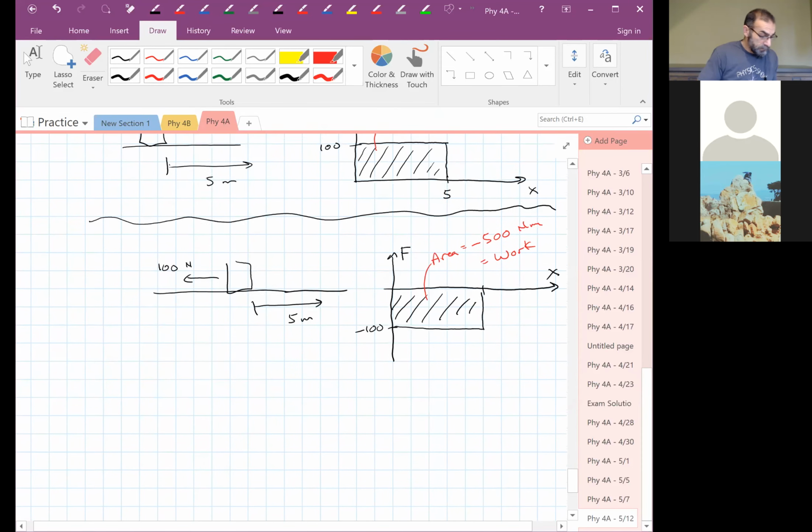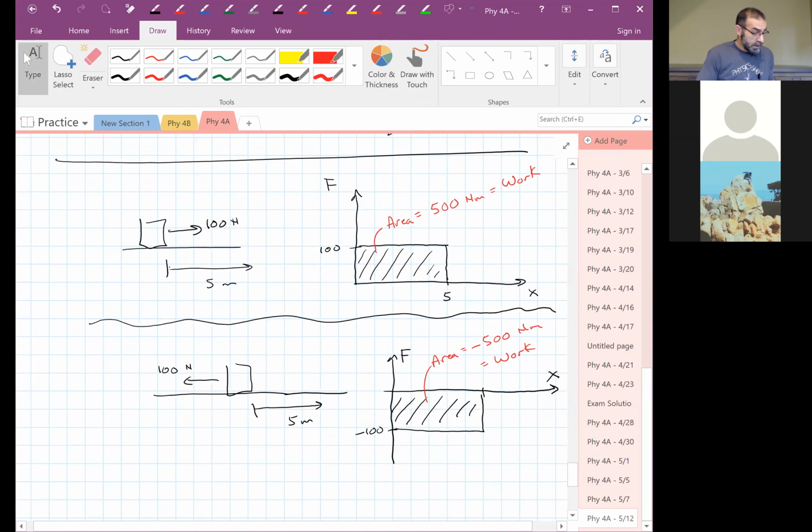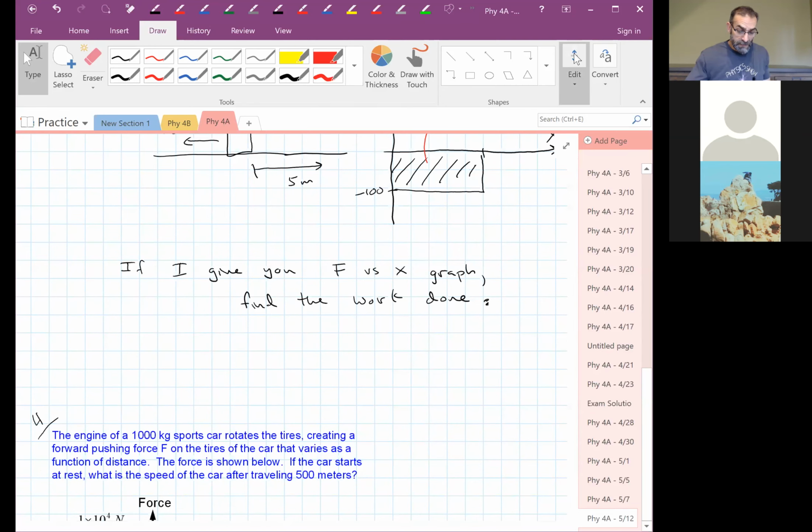Okay. Now, you're getting the picture here. The force versus displacement curve, the area under that curve tells us the work done. So if I give you a graph, you can find the work done. Let me do that.